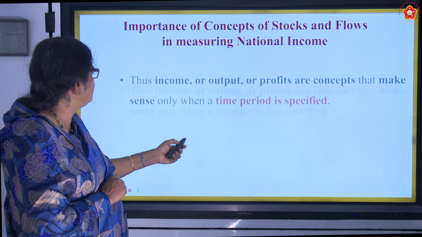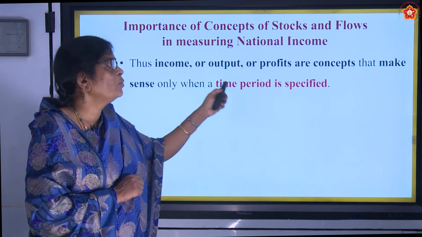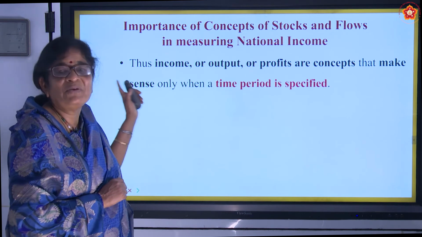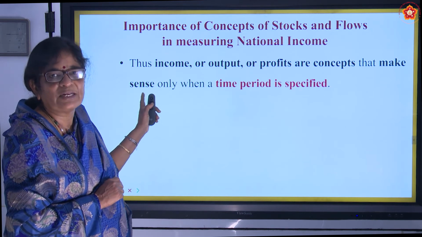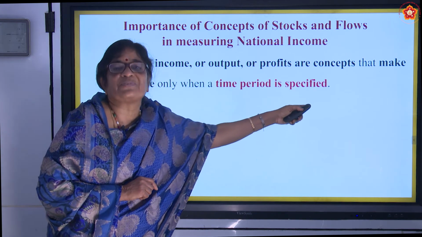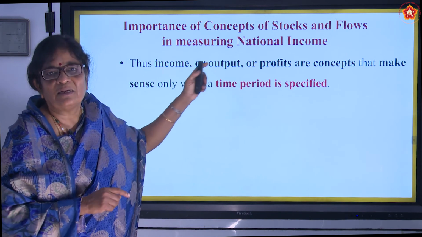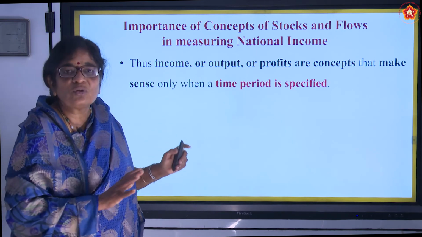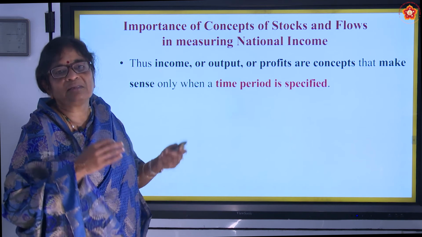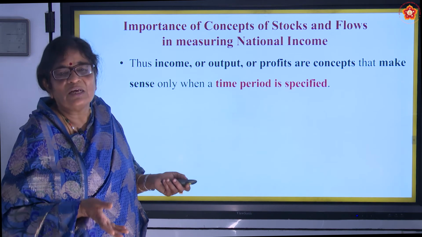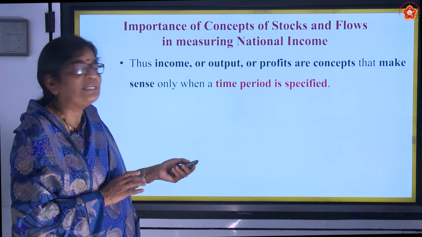We can see here that income, output, profit, all these variables or concepts will make sense for anybody only when the particular time period is specified. Profit earned for the year, or profit earned for the month, or profit earned for the day. Or if you mention production, 10,000 tons per year, or 10,000 tons per 6 months, we have to mention it, otherwise it doesn't make any sense.